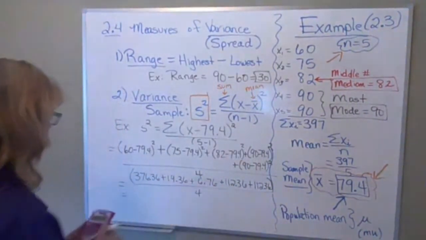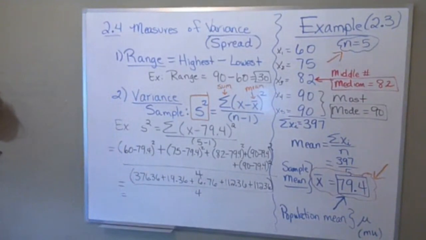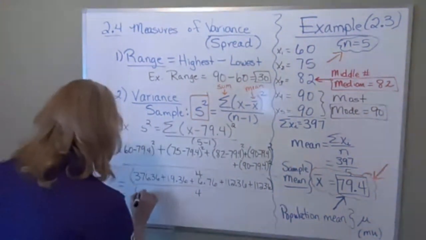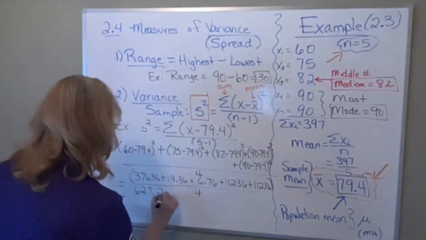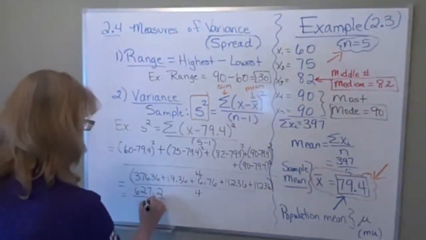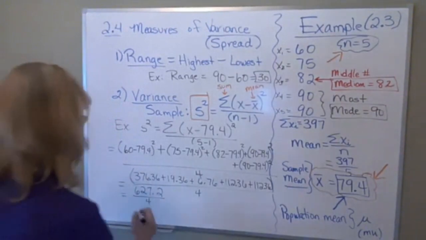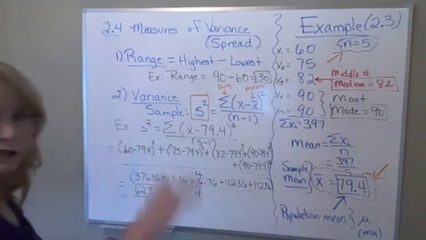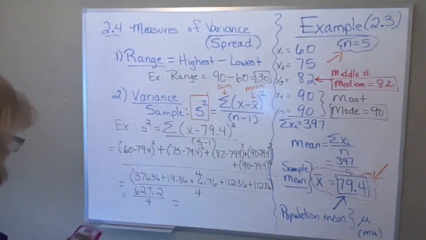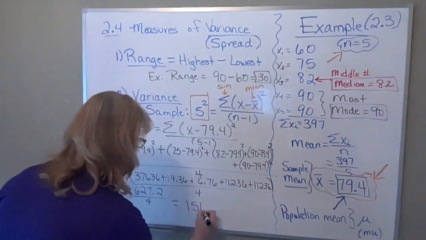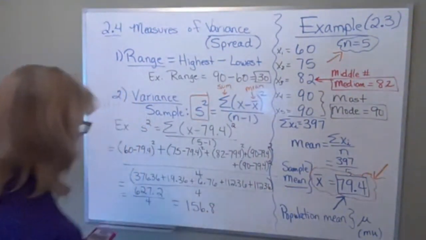Now I'm going to add all those numbers up. When I add them all up, I get 627.2, and I did not round anything there. It just ended up that way. And when I divide that by 4, I'm leaving that number in my calculator, divide by 4, and I got 156.8.